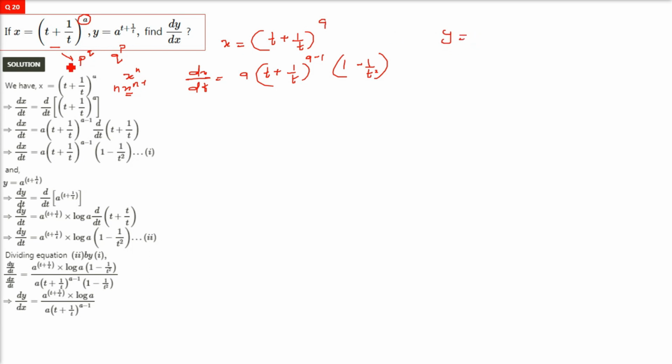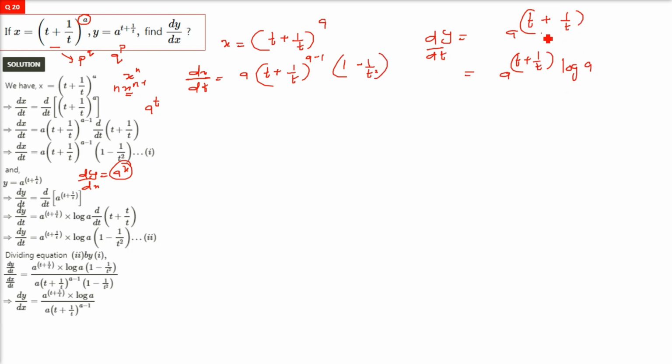And what is y? y is given as a to the power (t plus 1 by t). So when we take dy by dt, we are differentiating with respect to t. If y equals a to the power x, what is dy by dx? It is a to the power x log a. Since we are differentiating with respect to t, it will be a to the power that thing log a. So a to the power (t plus 1 by t), then we have log a.